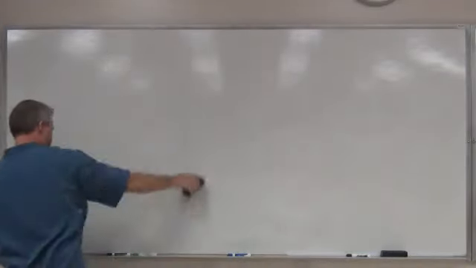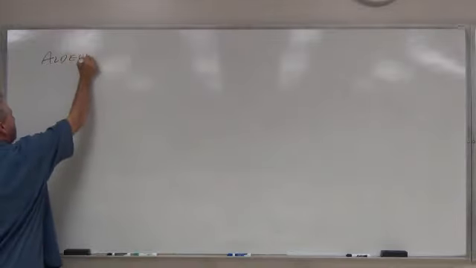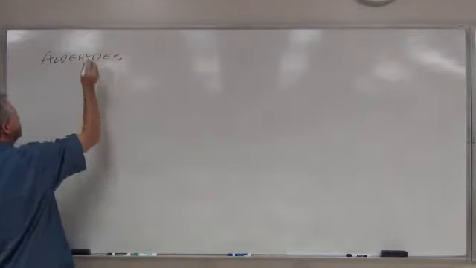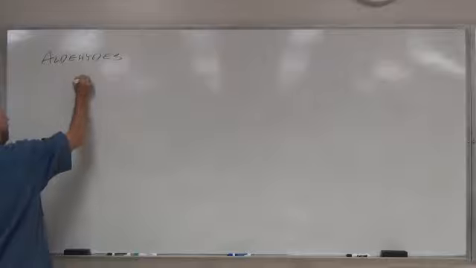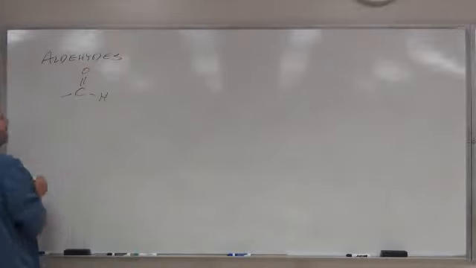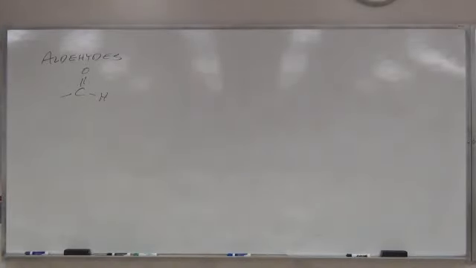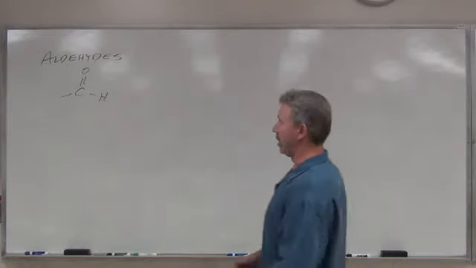Okay. After ethers, aldehydes. The aldehyde functional group looks like this. It has a C double bond O, which is called a carbonyl group.